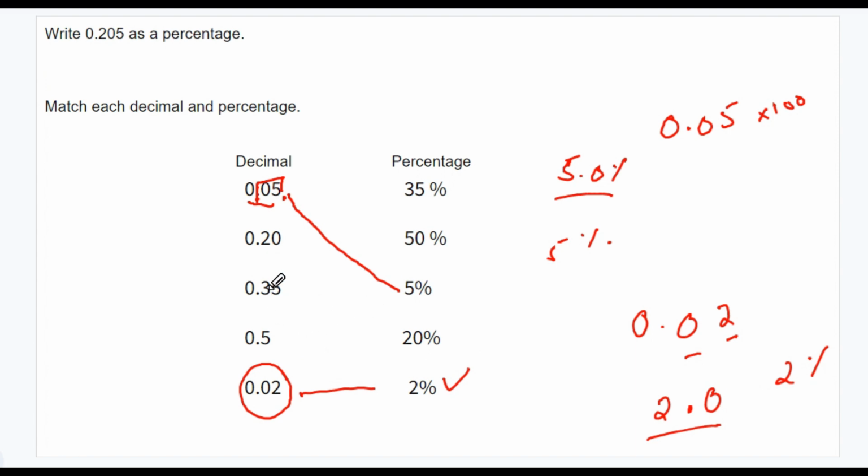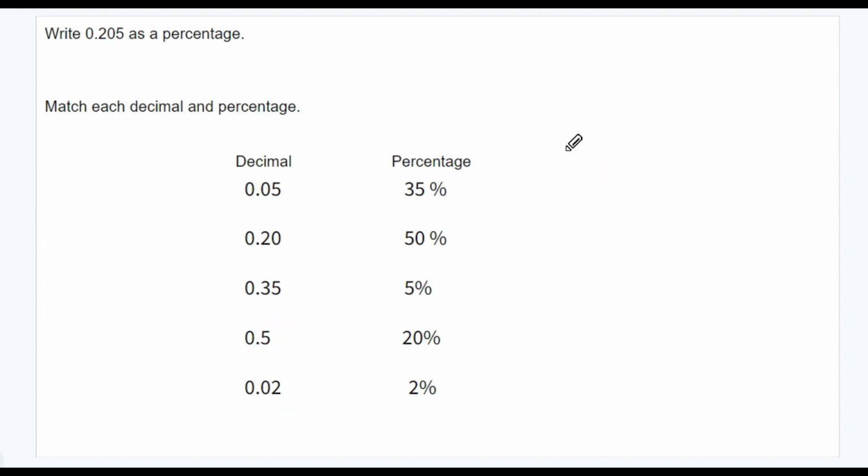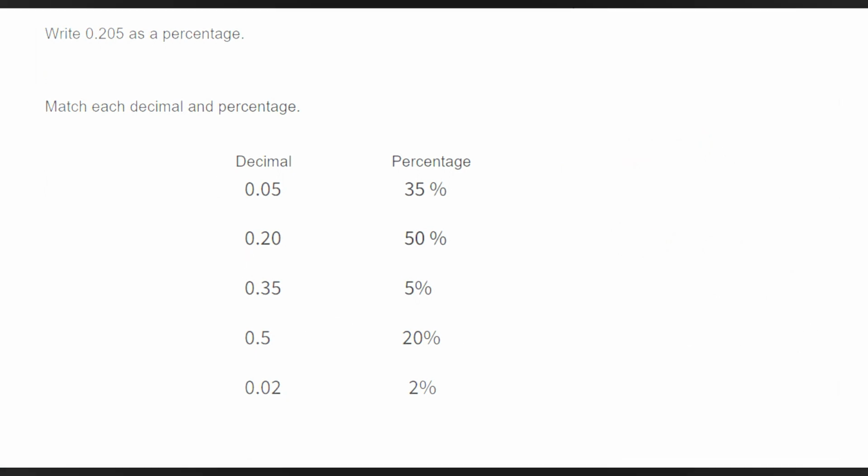So should I do one more for you? Okay, so here is 0.35, or okay, take 0.5. So I'm choosing 0.5. 0.5 means how many times your decimal needs to move? 2 times. So it means 1, 2, 50. So this is 50%. Okay, so the other one you can do yourself. Let's do some more questions.